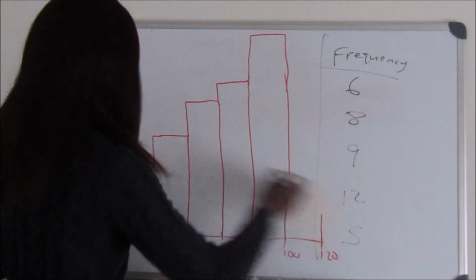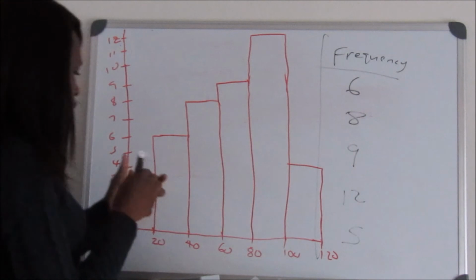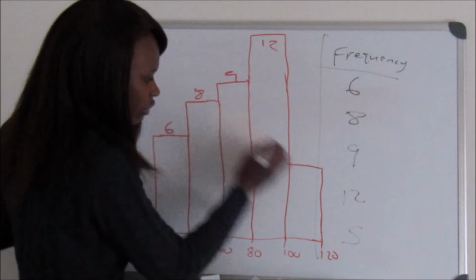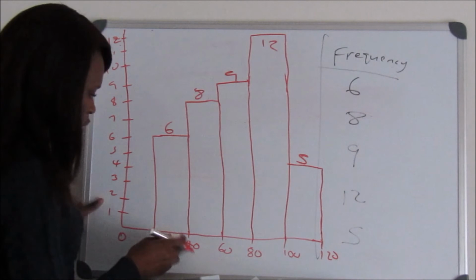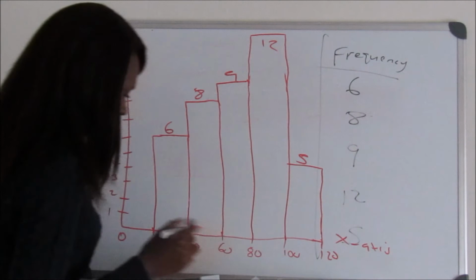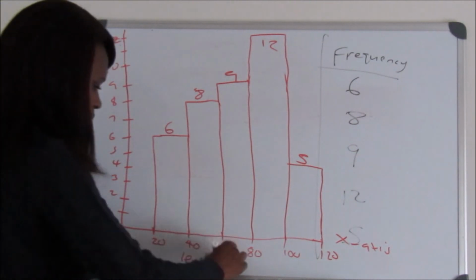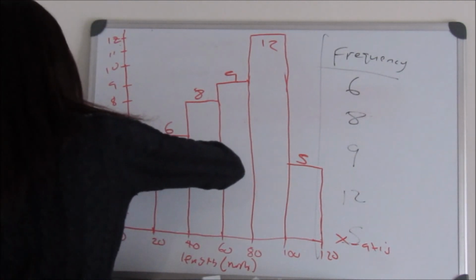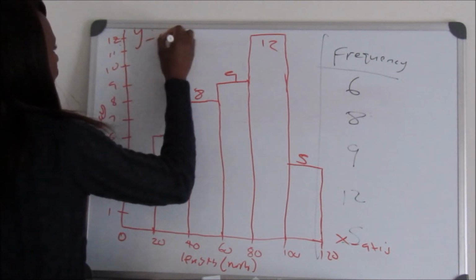Then that will be 5, which is here. So this is 5 right there. So this one is 6, this is 8, this is 9, this is 12, this is 5. Then remember, with the histogram, you must also name your axes. This one is your x-axis, which represents the length in millimeters. You must label your axis, and then your y-axis represents the frequency. So this one is your y-axis.